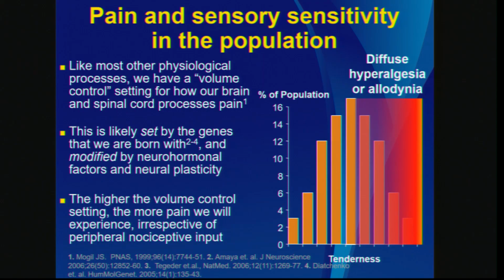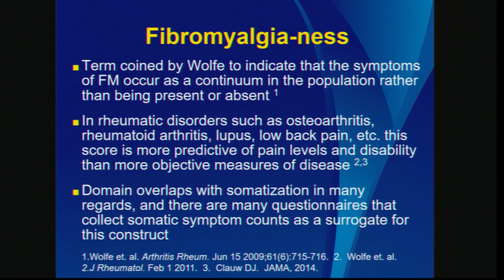This is just another way of showing a bell-shaped curve and showing that different people sit at different points in the bell-shaped curve. The more tender you are, the more pain-sensitive you are, the more pain you will have over the course of your lifetime, not because you're more likely to have a problem in your knee joint, but because the way that information from your knee joint is sensed by your central nervous system is different than the person who might be sitting next to you.